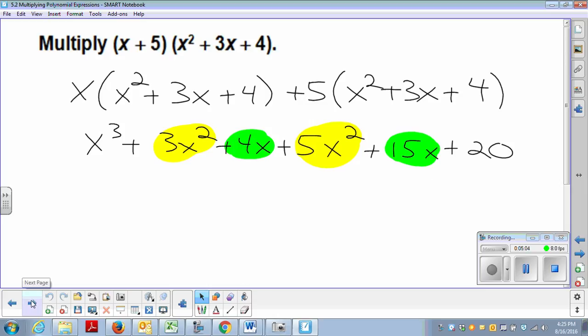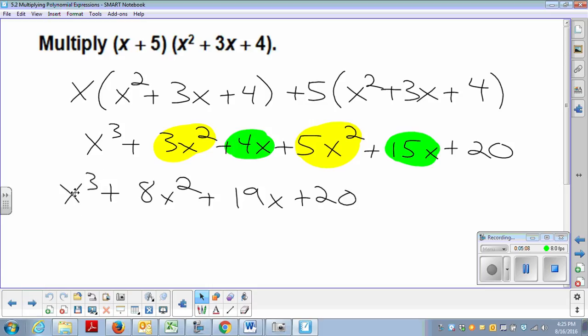Okay, when you combine the like terms, you'll have x cubed, 3x squared plus 5x squared is 8x squared, 4x plus 15x is 19x, and then I bring down the 20. And this will be my final answer.